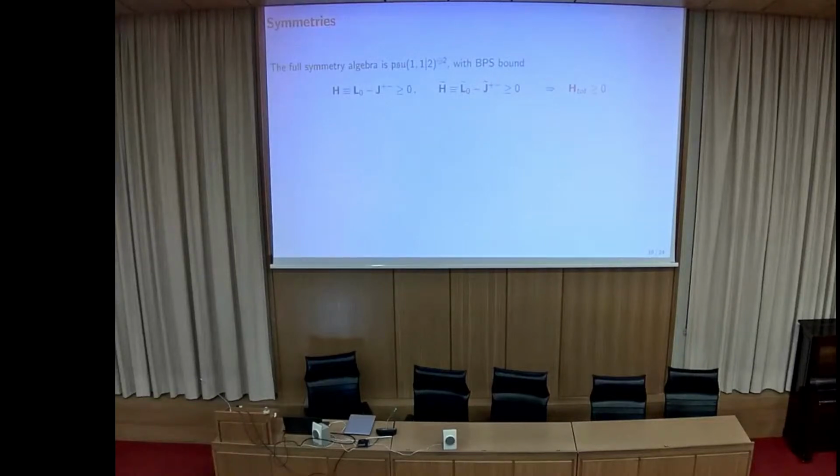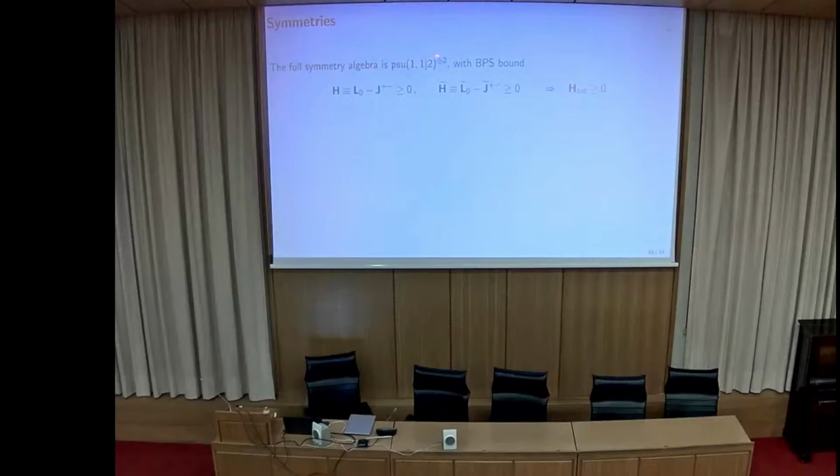Now you try to find out what is the symmetry algebra of this theory. Before the gauge fixing, you had PSU(1,1|2), which has an SU(1,1), which is SL(2,R), and an SU(2), and it comes in two copies, one with tildes, one without tildes.